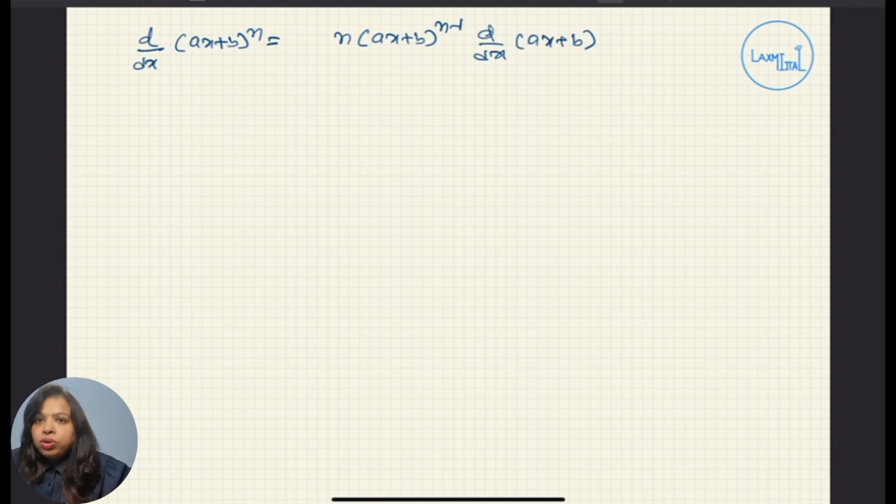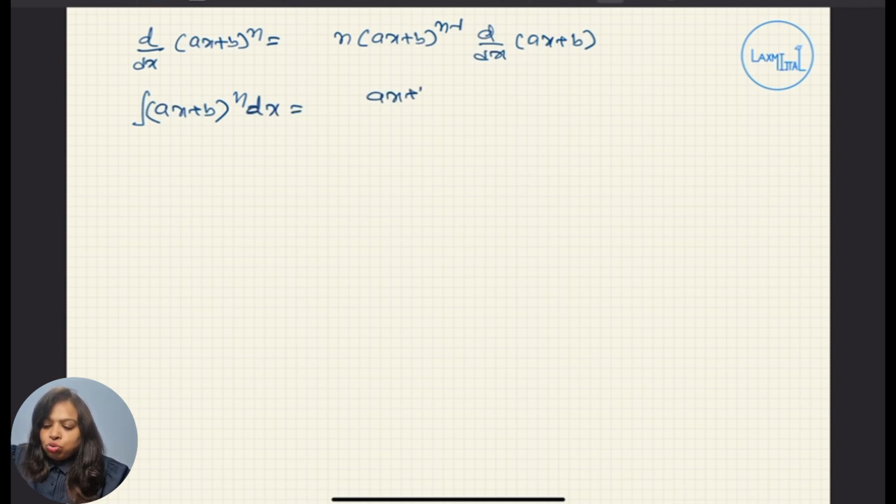And what we are doing here in the integration? In integration, ax plus b raised to the power n into dx. It is important to write dx in every integral. ax plus b raised to the power n plus 1 upon n plus 1 into differentiation of ax plus b, plus c.